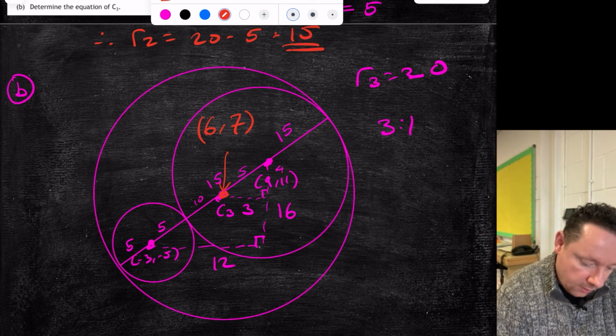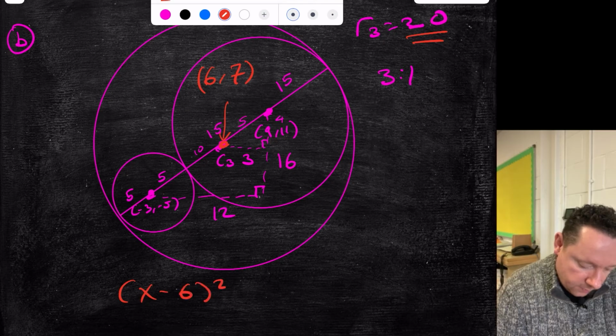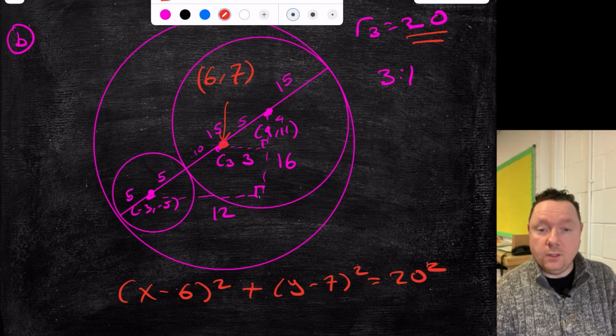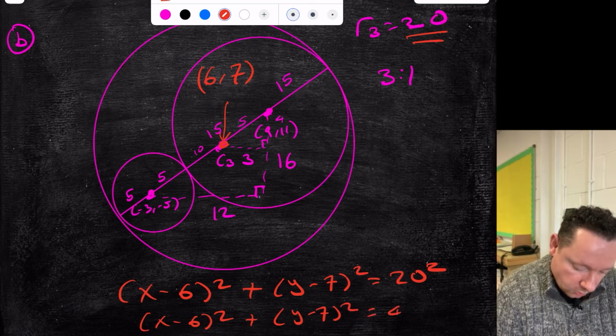So we've got our centre and we've got our radius. So the equation is x minus 6 squared plus y minus 7 squared equals 20 squared. And we're done there. Or we can say x minus 6 squared plus y minus 7 squared equals 400.